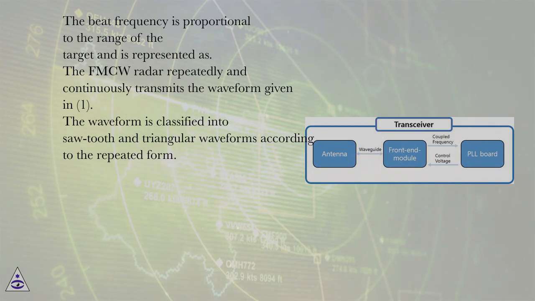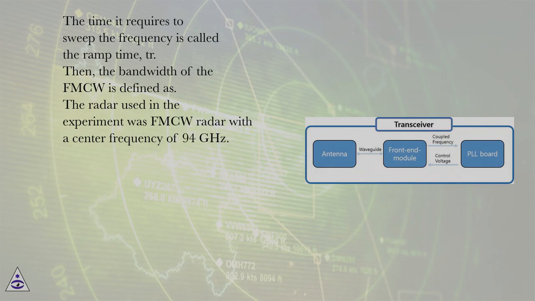The waveform is classified into sawtooth and triangular waveforms according to the repeated form. The time it requires to sweep the frequency is called the ramp time, TR. Then, the bandwidth of the FMCW is defined as. The radar used in the experiment was FMCW radar with a center frequency of 94 GHz.